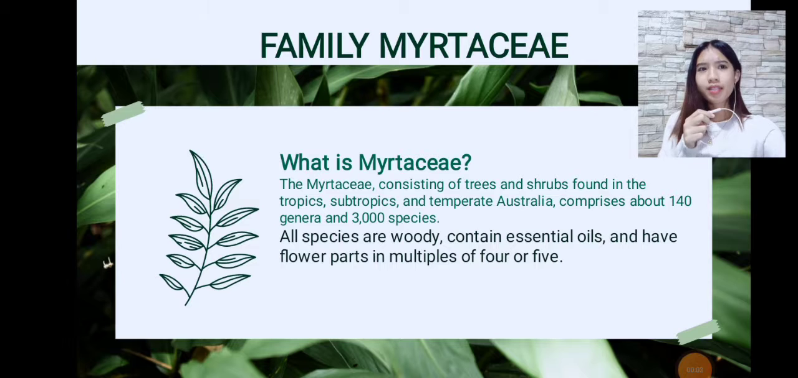So what is MYRTACEAE? The MYRTACEAE, consisting of trees and shrubs found in the tropics, subtropics, and temperate Australia, comprises about 140 genera and 3,000 species. All species are woody, contain essential oils, and have flower parts in multiples of 4 or 5.